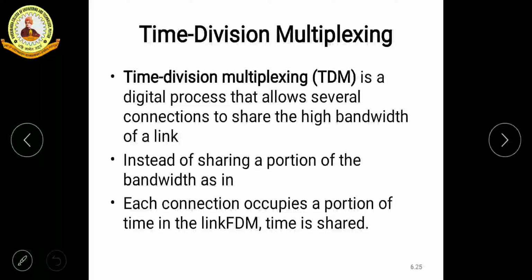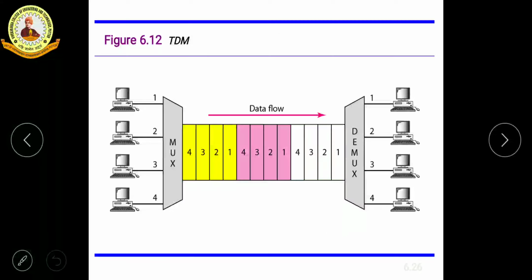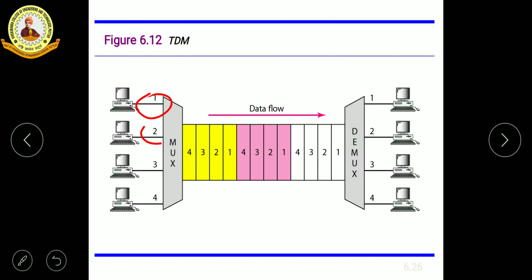Here in TDM we can visualize it using this figure. This figure gives you a conceptual view of TDM, that is time division multiplexing. Here each connection occupies a portion of time in the link. See here, this is connection 1, this is connection 2, or we can say source 1, source 2, source 3, source 4. They have occupied different time slots in the link.